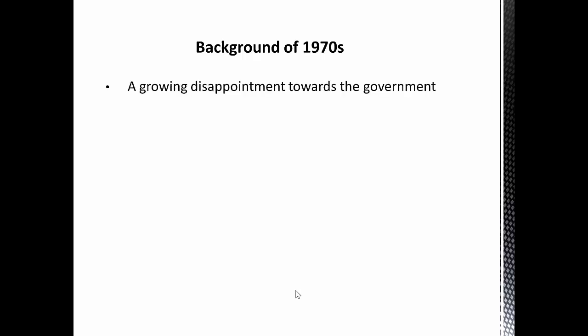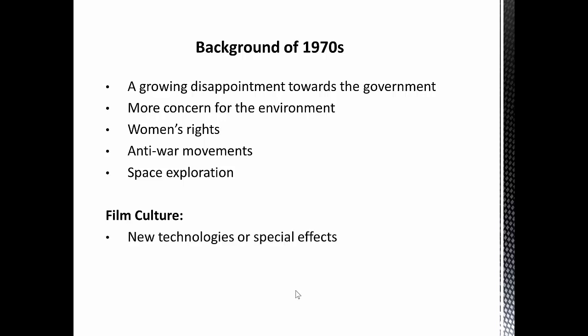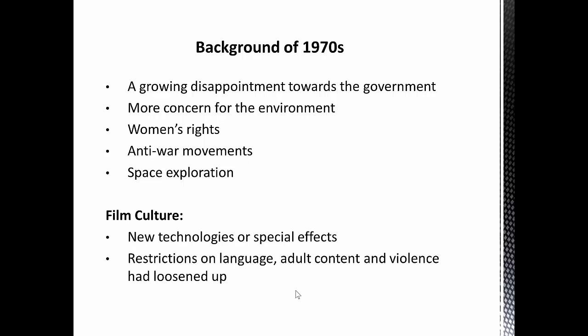In the 1970s, there was a growing disappointment towards the government. There was more concern for the environment. People fought for women's rights. There were also anti-war movements and increasing space exploration. Hence, many movies related to space, war, feminism, environment, and politics were made. Due to the advancement of technologies, there were more special effects in the movie. Restrictions on language, adult content, and violence had loosened up as well.